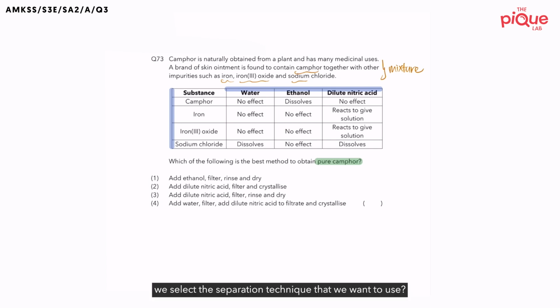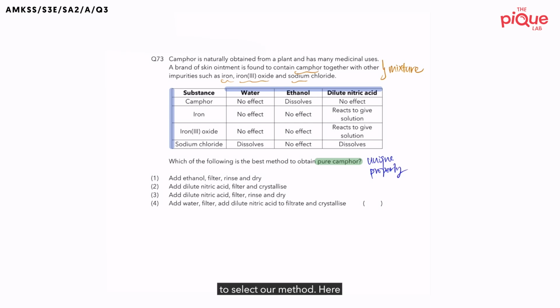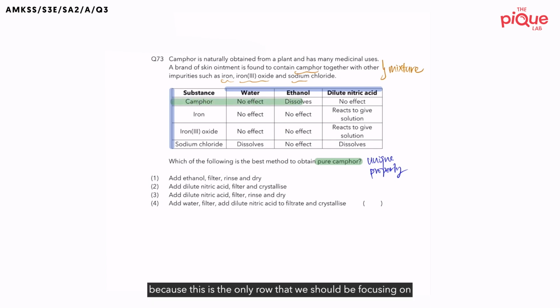How then do we select the separation technique that we want to use? We need to ask ourselves, what is the unique property of camphor to select our method? Here, we need to rely on the table above to find out. To use this table, we need to go column by column to find out what is the unique property of camphor. First, let us highlight camphor in this table because this is the only row that we should be focusing on to figure out whether camphor has a unique property with each of these liquids.